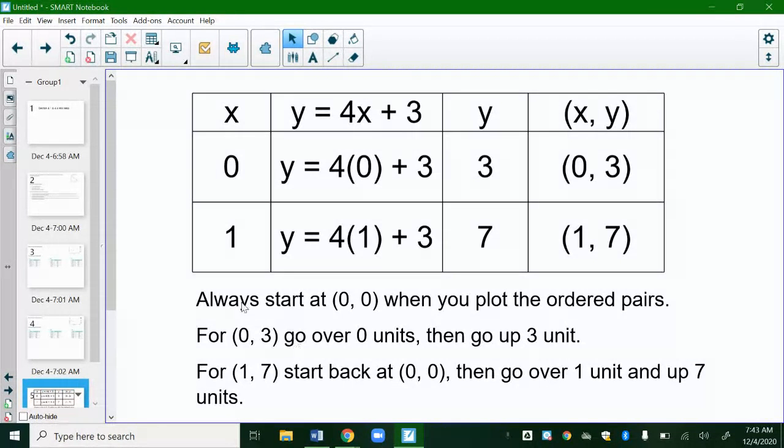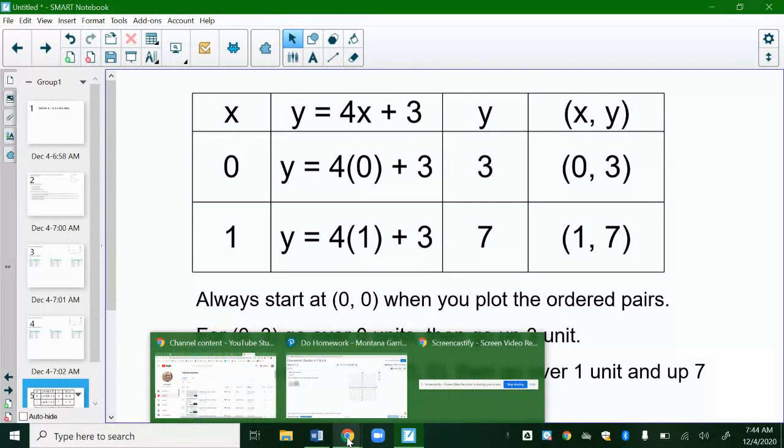One thing I will say, when we are graphing, we always are starting at 0, 0. We're not plotting the point 0, 0, but we're starting there and then going from 0, 0 over 0 units, left or right, then up 3 because it's a positive 3, and we plot that point. Then when we plot the second point, we go back to 0, 0. Since the x value is 1, we're going to go to the right one, left or right, but it's positive, so we go to the right one, and then up 7 because it's a positive 7. So use a table, use that to help you.